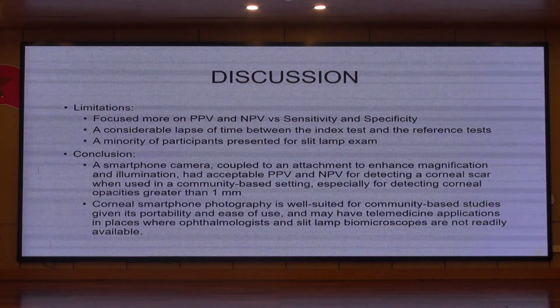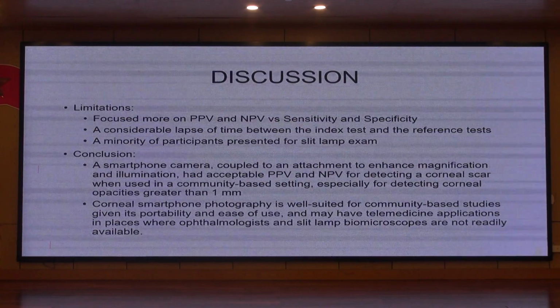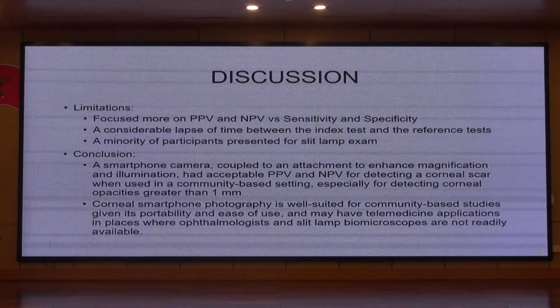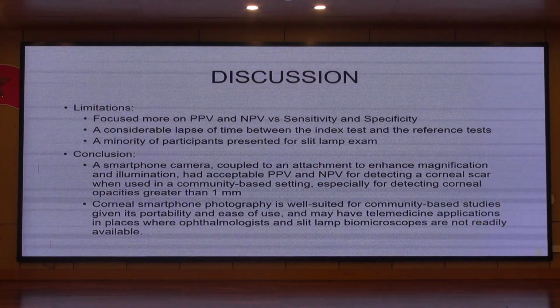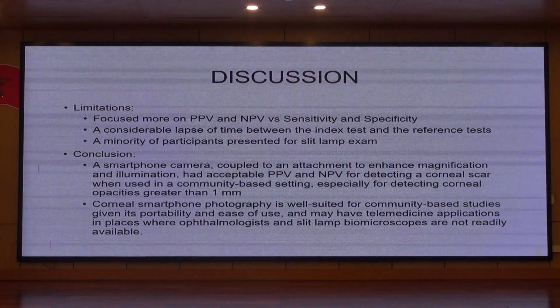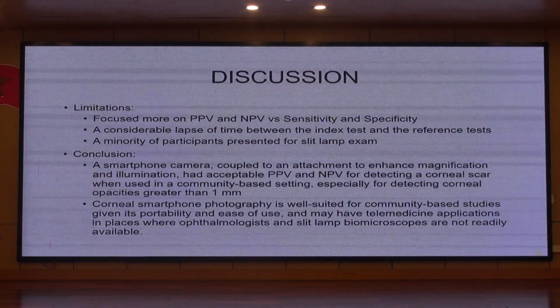So in conclusion, a smartphone camera coupled to an attachment to enhance magnification and illumination had acceptable positive and negative predictive value for detecting a corneal scar when used in a community-based setting, especially when we wanted to detect corneal opacity greater than 1 millimeter. And corneal smartphone photography is well suited for community-based studies, given its portability and ease of use, and may have telemedicine applications in places where ophthalmologists and slit lamp biomicroscopes are not readily available.